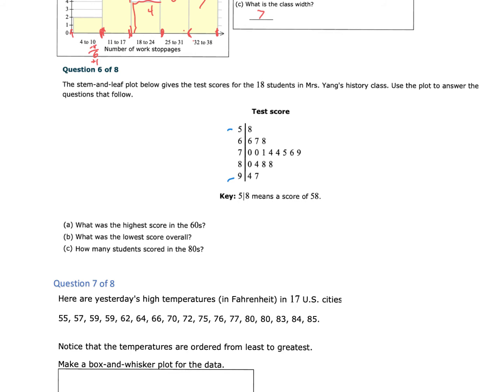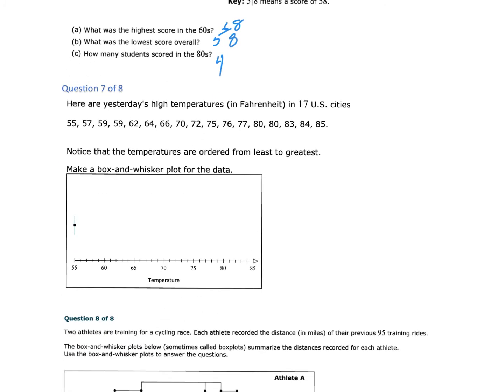So what was the highest score in the 60s? So if we go to the 60s here, we had a 66, we had a 67 and a 68. So it's the 68. Lowest score overall was a 58. Only one person failed. How many students scored in the 80s? Well, 1, 2, 3, 4 students did. Okay, that's reading that stem and leaf.